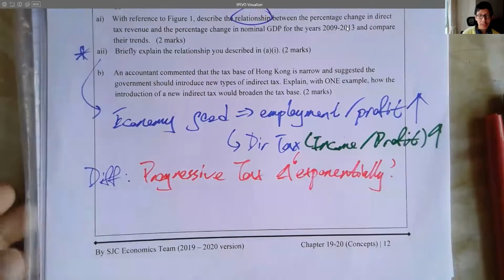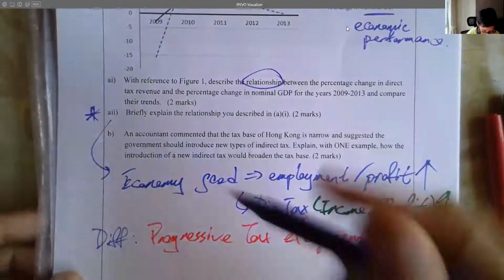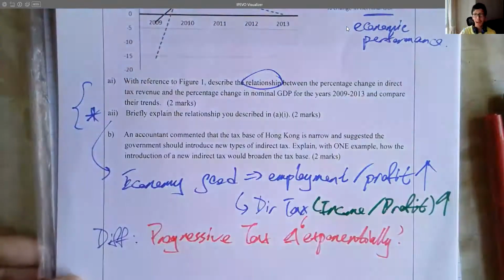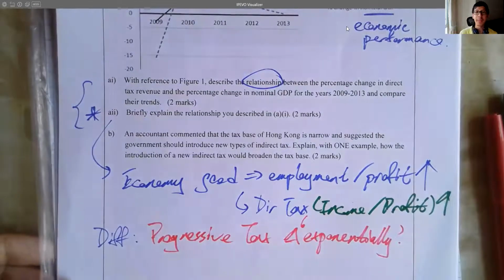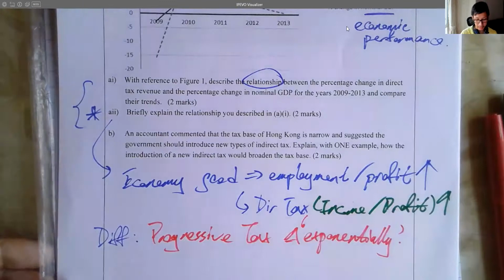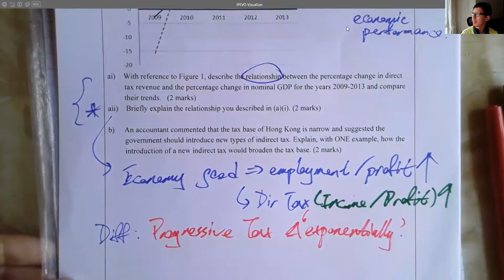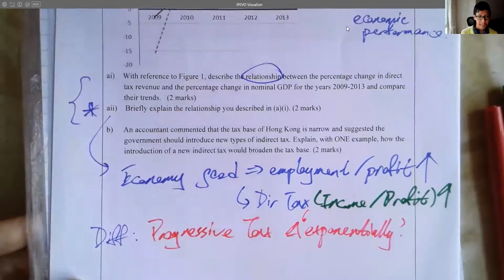Now, make sure you study these two parts. Very, very, extremely important. You must study these parts. OK， 得唔得？OK， so here A1 and A2.